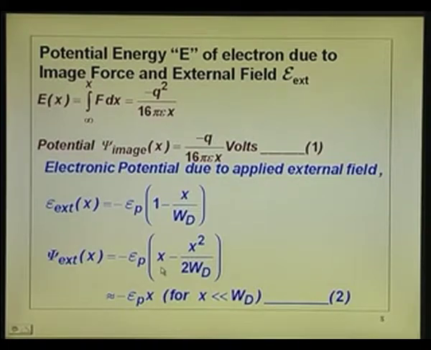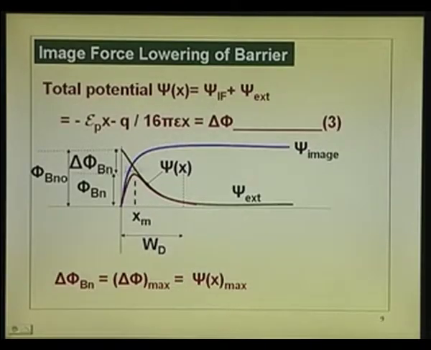Now, what I have done here is, to simplify matters, I have just neglected the second term. You can neglect the second term so long as x by W d is very small compared to 1. We are actually interested in the potential variation just near the boundary, because we are interested in seeing the effect of this image force potential and the external potential. Okay. Add this and this.